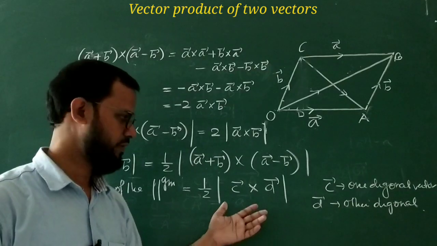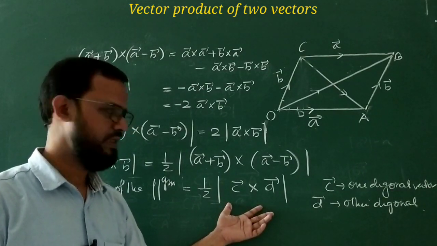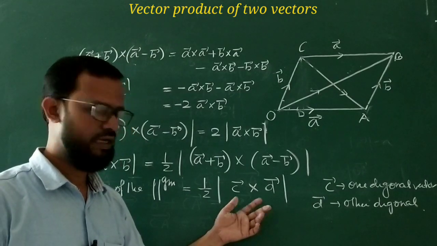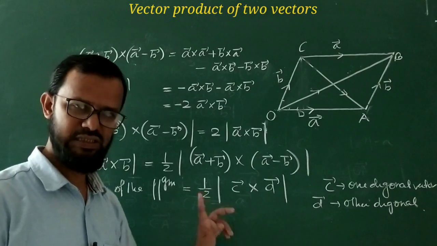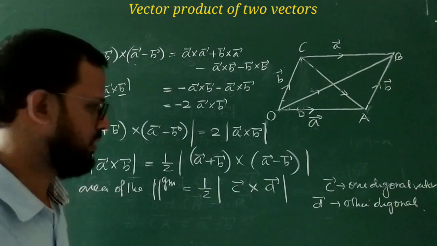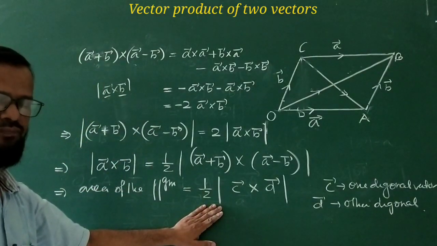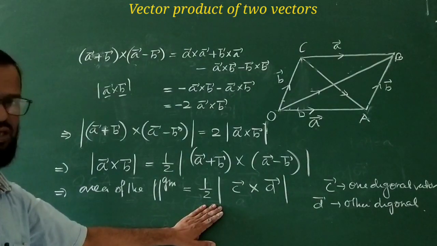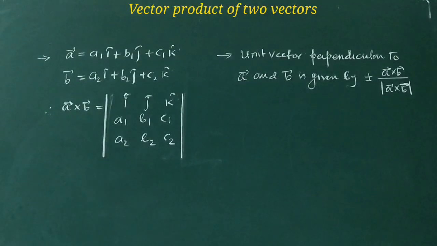Okay, you have to be very careful about that. When the diagonals are given, you can find the area of the parallelogram with diagonal vectors by half into the magnitude of C cross D. And when adjacent sides are given, then it is just the magnitude of the cross product of the two vectors. So this is a very interesting result. These are the two important facts.